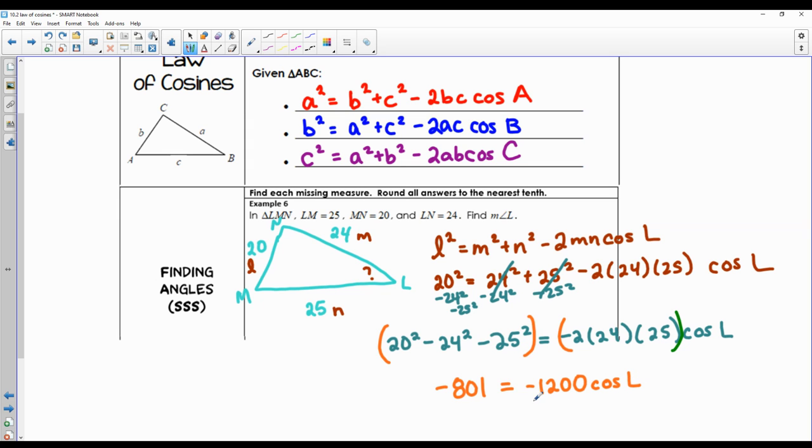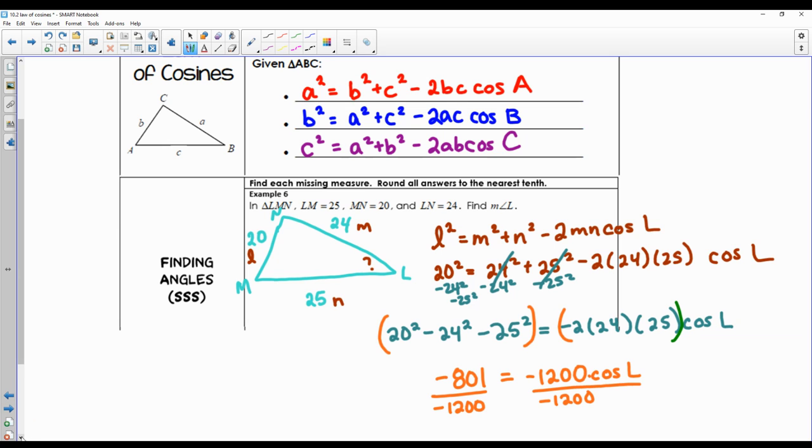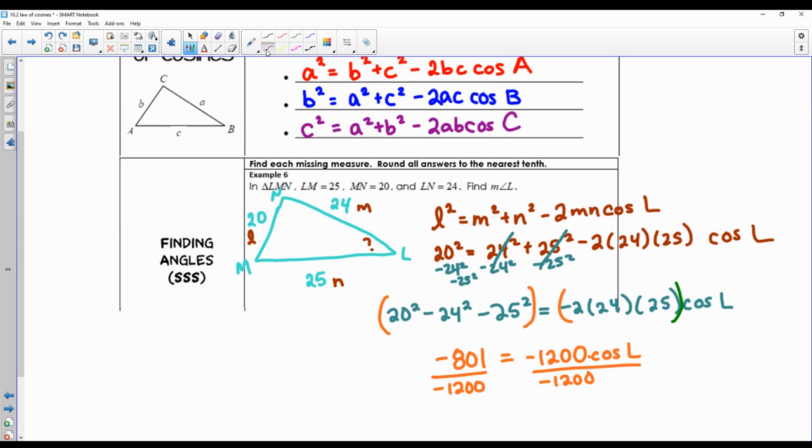All right, perfect. Now, again, we're trying to get the L by itself. We're going to divide. These are just multiplied together, so we're going to divide by that negative 1200 right there. And that's going to help us to see the cosine of angle L is equal to 801 divided by 1200 right there.